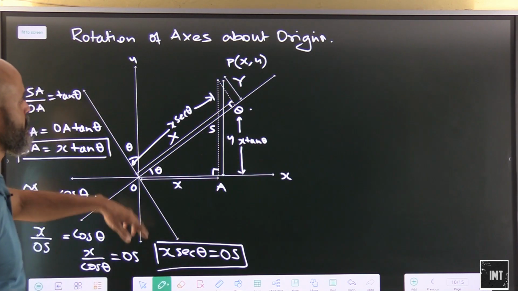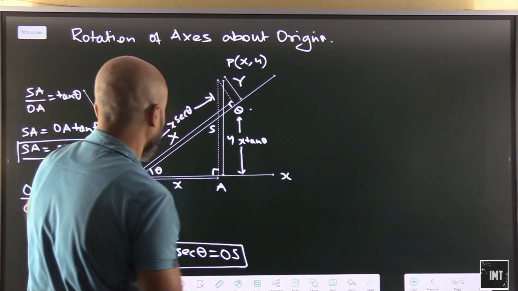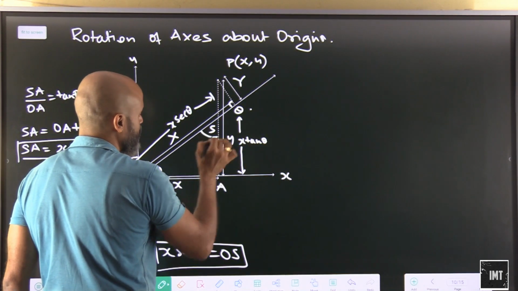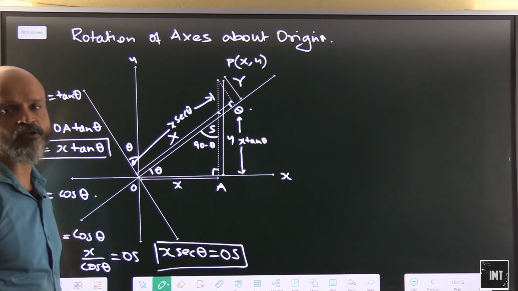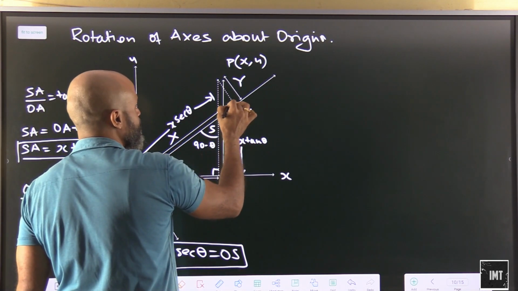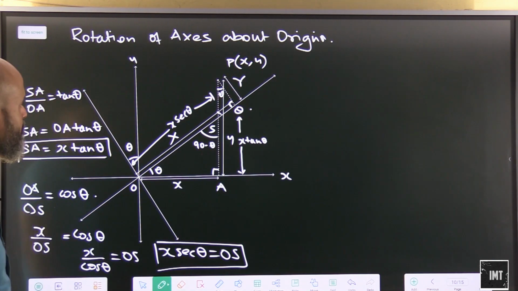Okay, this is going to be OS. Now we can express this in this triangle. Look at this very carefully. This is theta, this is 90. So obviously this angle will be 90 minus theta. If this is 90 minus theta, this is also going to be 90 minus theta by vertically opposite angles. So if this is 90 minus theta and this is 90, this angle will become theta. This angle will basically become theta.